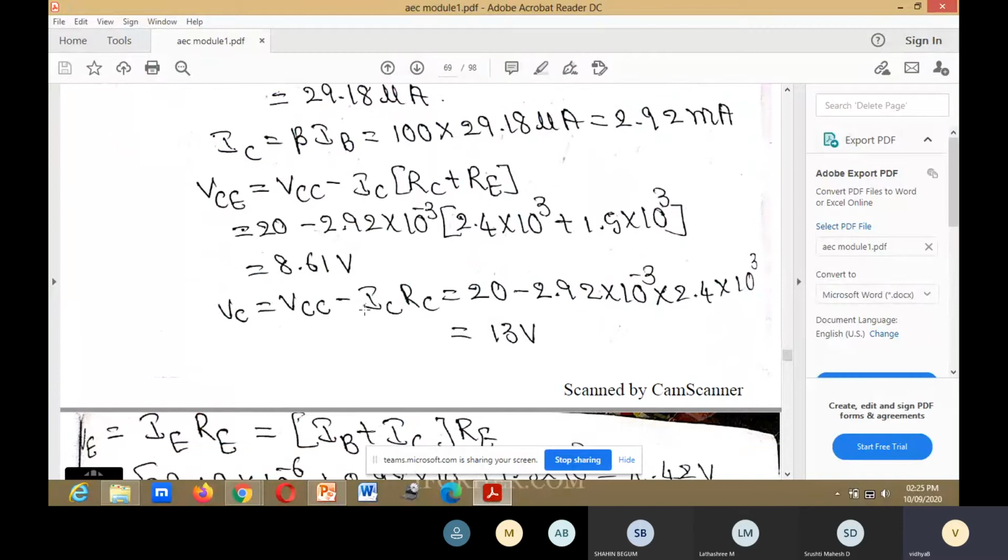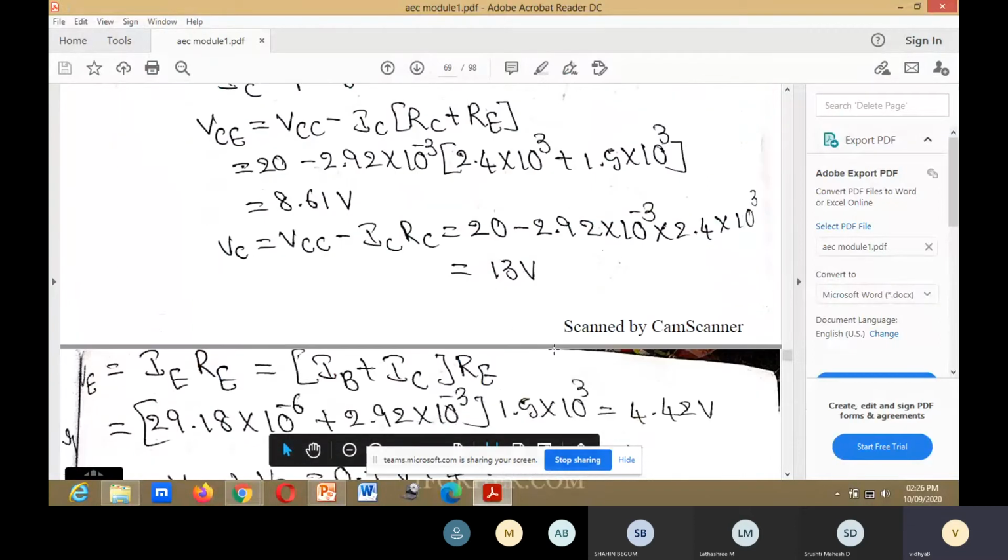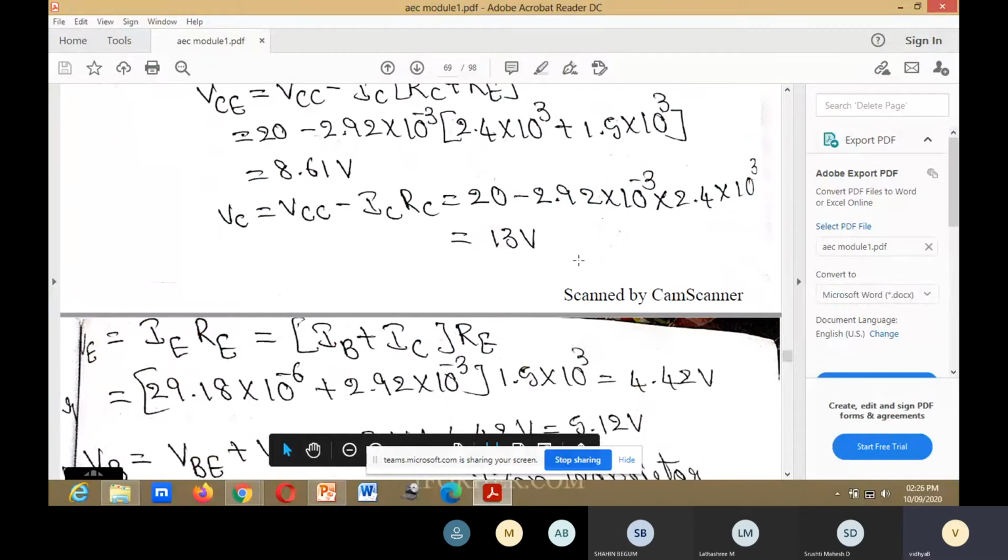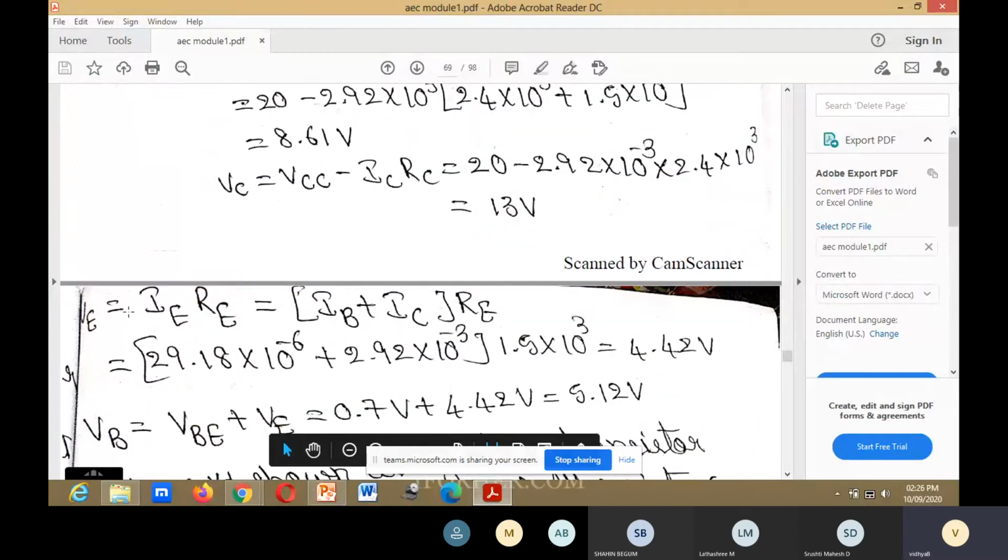Next, they have asked to find out VC, VE and VB. Okay, VC is equal to VCC minus IC RC. VC value is 20 and IC value we know 2.92 into 10 to the power of minus 3 and RC value is 2.4 into 10 to the power of 3. After substituting, you'll get 13 voltage. VC is 13 volt. What about VE? VE is equal to IE RE.